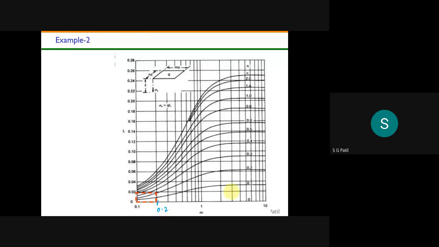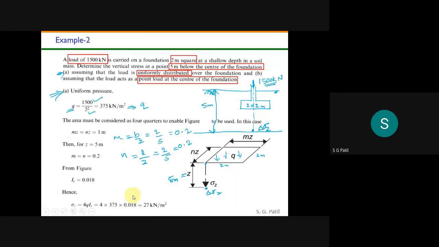And n is equal to 0.2. This is the 0.1 curve and this is the 0.2 curve. So come here, so here it is almost 0.02, a little less than 0.02. Like 0.018 or 0.019 you can take, or even 0.02 also you can take. So here I took 0.018, so I got the influence factor.